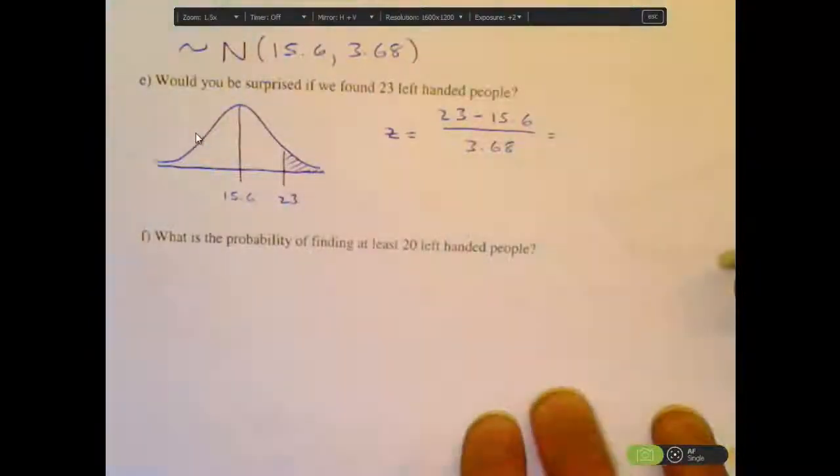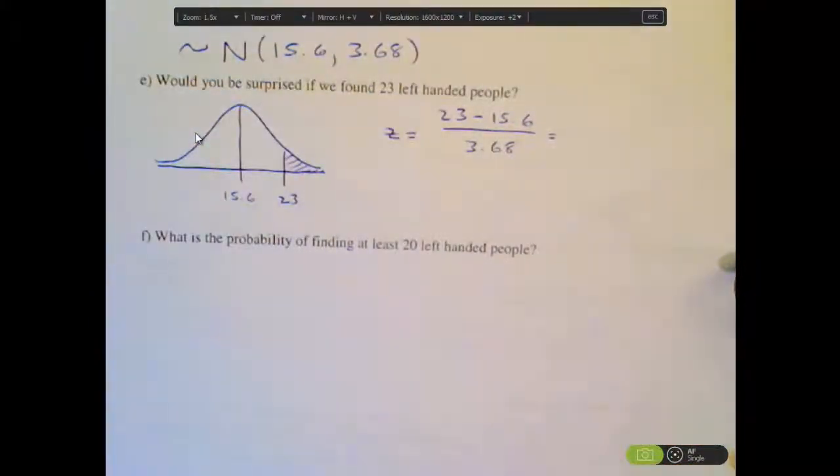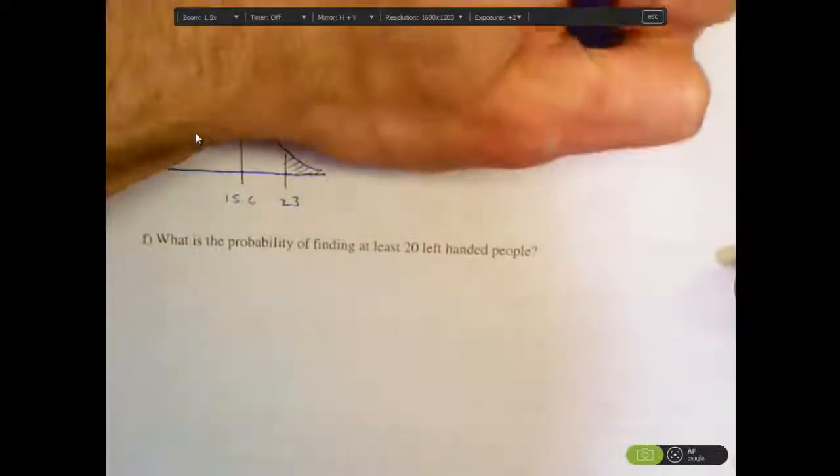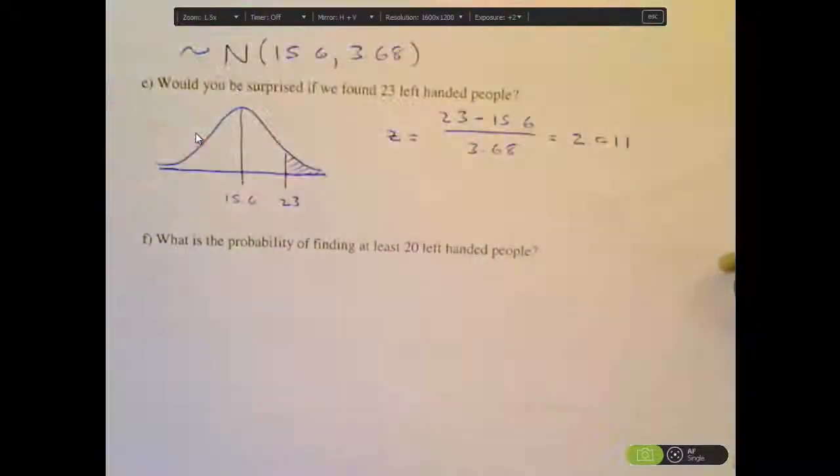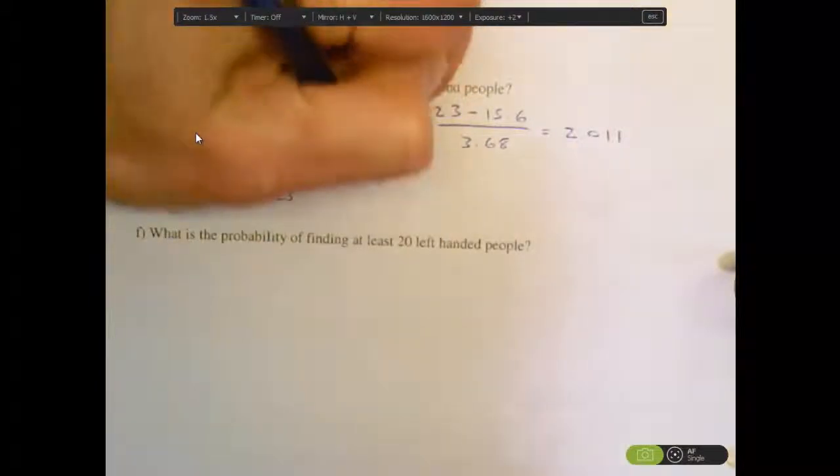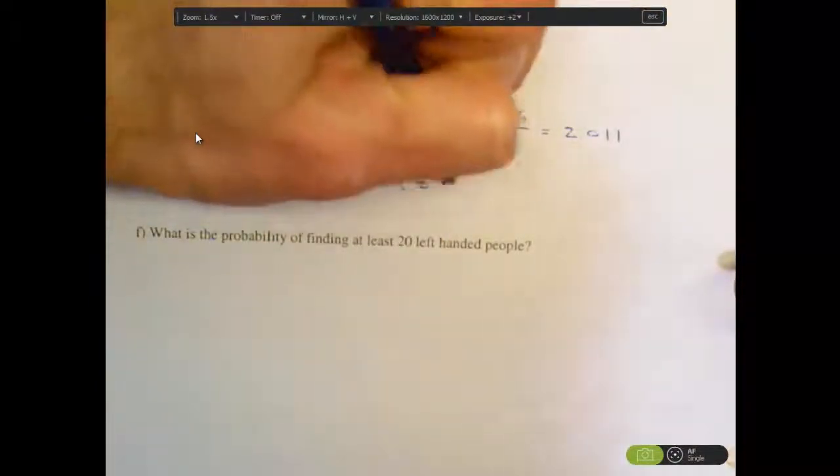As I do that calculation, 23 minus 15.6 divided by 3.68, I get a z-score of approximately 2.011. So I want to be as concrete as possible in my answer, not something vague like, yes, it's unusual, it's more than 2 standard deviations away from the mean. I can take this a step further and get that actual probability.